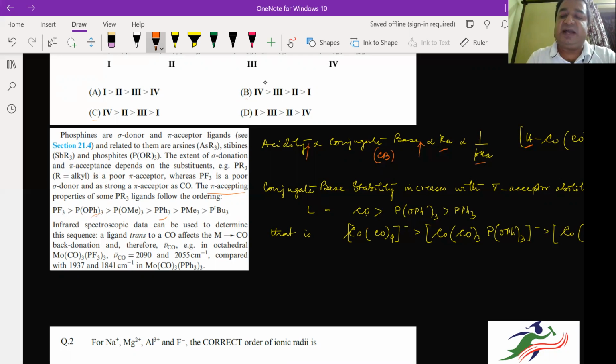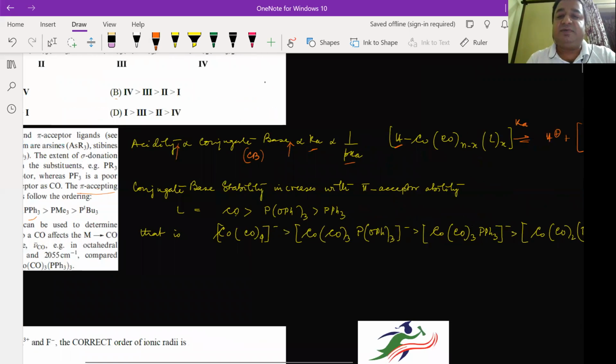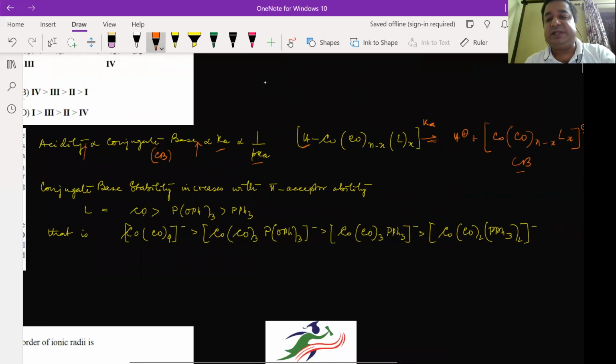Having considered that fact, what will be the order of the conjugate base stability? We will say Co(CO)4- will be more stable than that of Co(CO)3P(OPh)3-, which is more stable than that of Co(CO)3PPh3-, which is more stable than that of Co(CO)2(PPh3)2-.